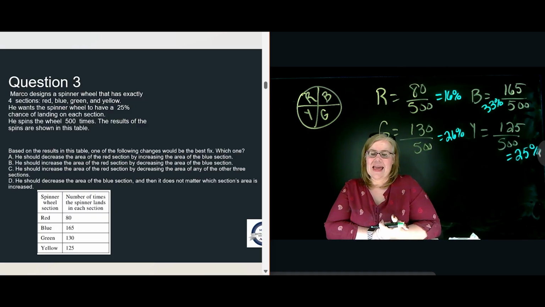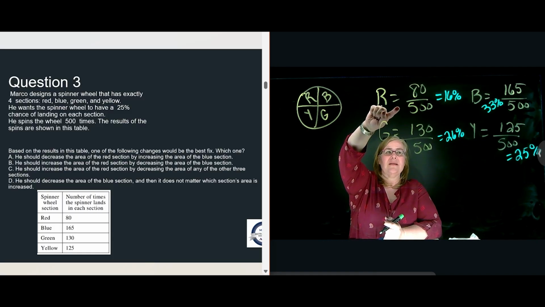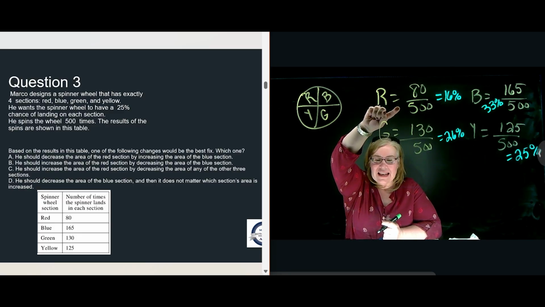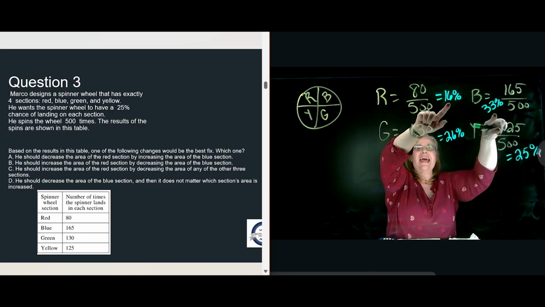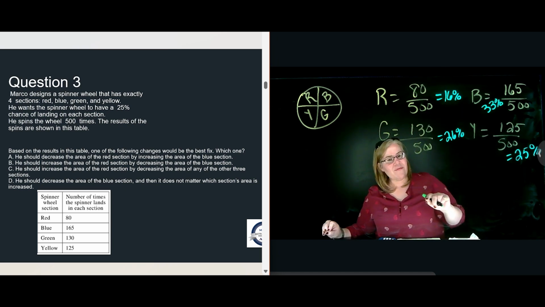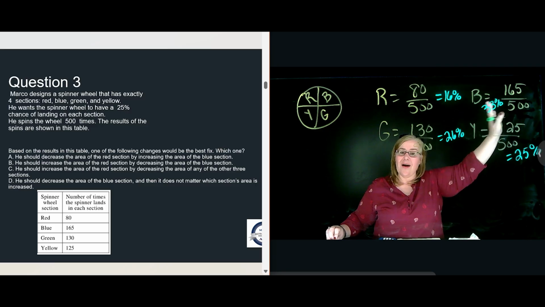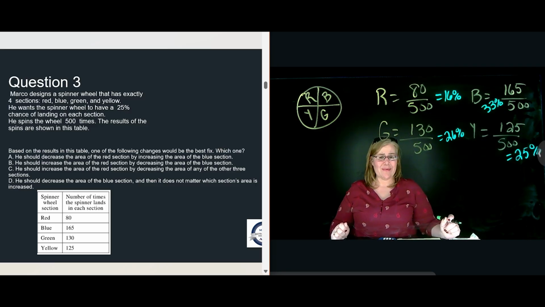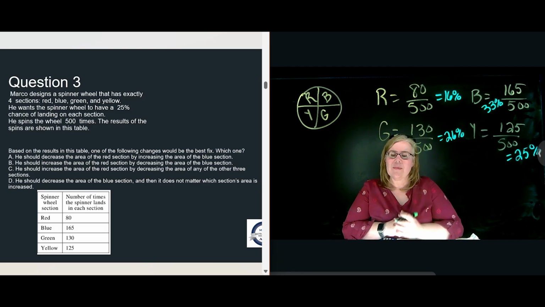So let's go ahead and look at A and B. A says he should decrease the area of the red at 16% and increase the area of the blue. Well, that's going to take the red even further away from 25, and it's going to push the blue even further up from 25. So A cannot be the answer. So since we've done elimination and we found B, let's see what it says.